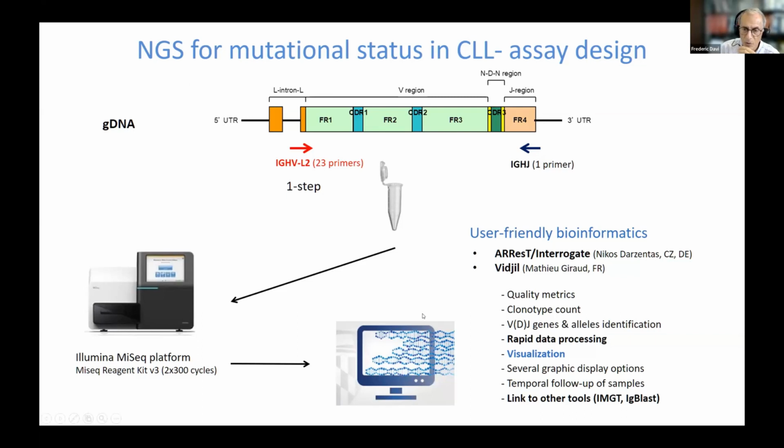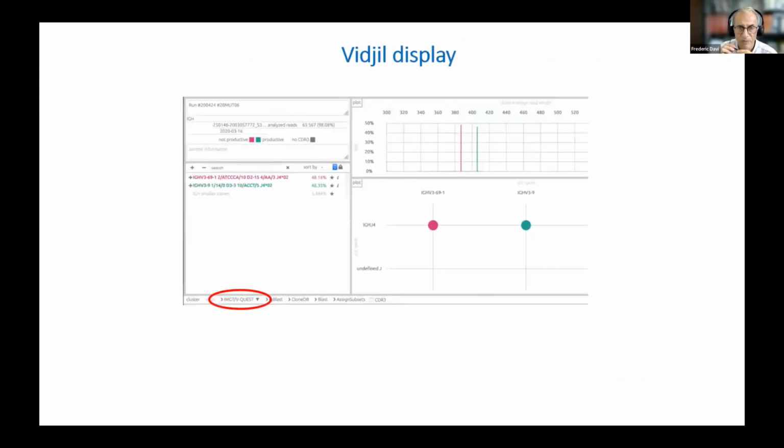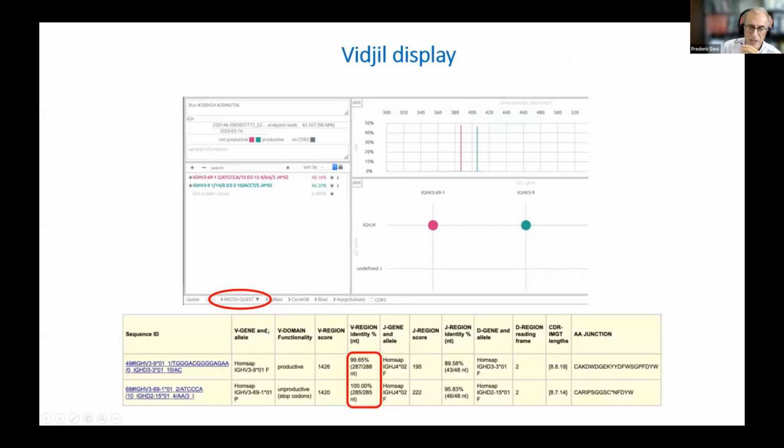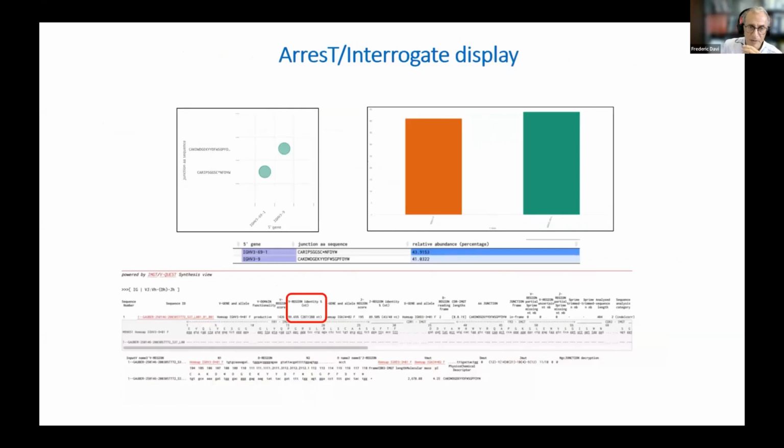I would say that one of the big assets of this software is that they're quick. They offer a graphic interface, and they are linked to other tools, so you can go from them. Here, an example for Vidjil. Some of you may know, this is a CLL with biallelic rearrangement. You just need to click, so you have the GeneScan-type view. You also have the V gene and the J gene, which are used. You have the clonotype frequency. You can just click on IMGT/V-QUEST, and you have exactly the same result that one would have with Sanger. Same type of display with AIRR-Interrogate. It's a bit more complex, but you get the same kind of information.